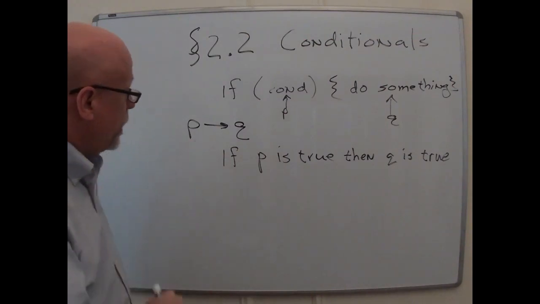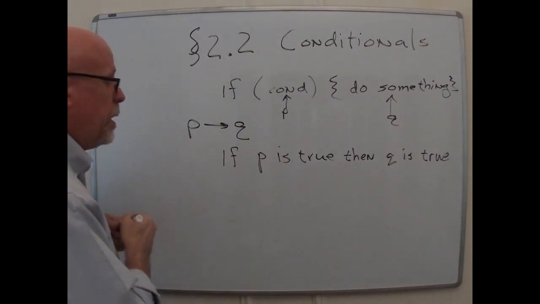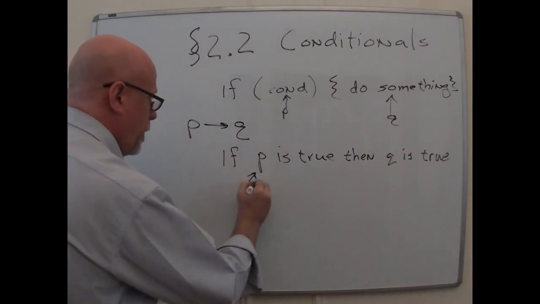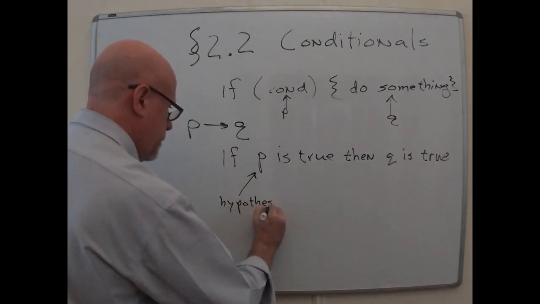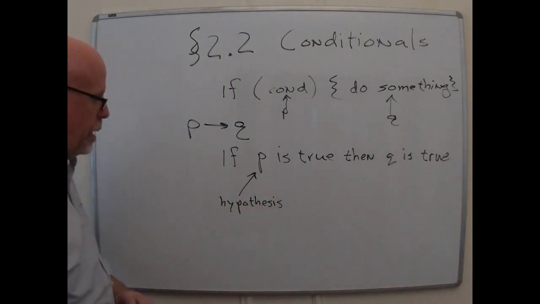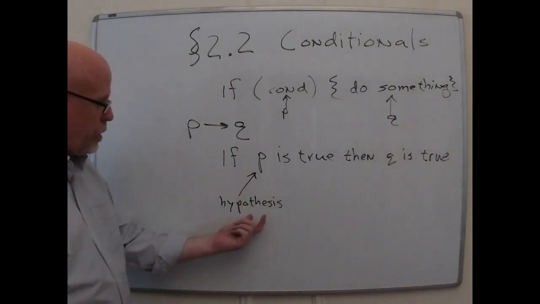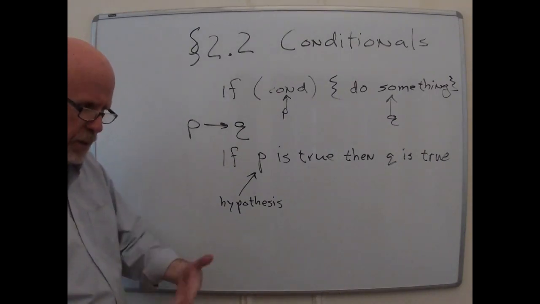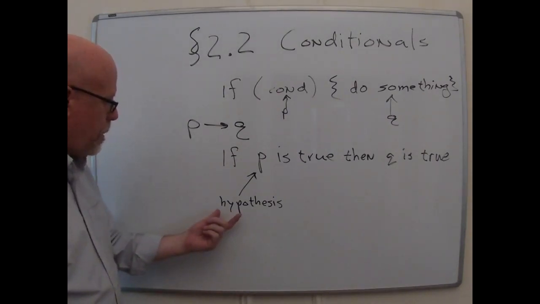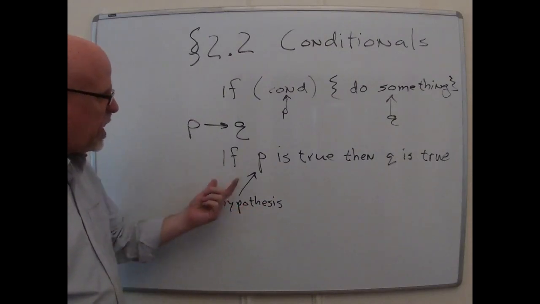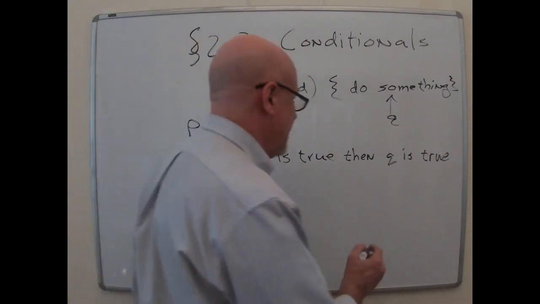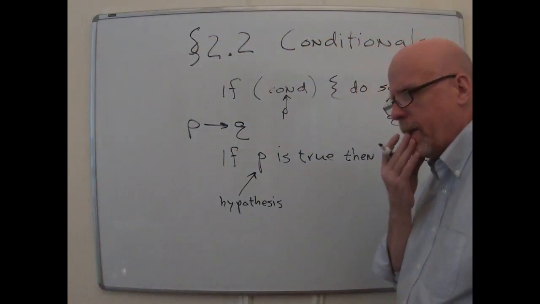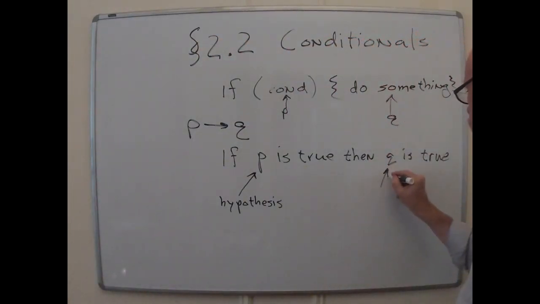Some names, some terminology for the bits of this. The first guy, P, is called a hypothesis. Fancy name. Hypo means under, thesis means thesis, like a piece of an argument. And so this means it underlies the argument. That's what it really means. Q is called the consequence, or also the conclusion. Actually, I think conclusion is the more common term.